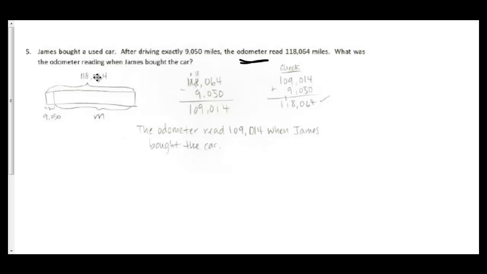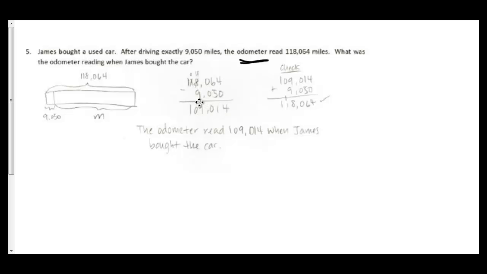It says that after driving exactly 9,050 miles, this is what it read. So what did the odometer read when he bought the car? Apparently James bought this car used, and he drove it for 9,050 miles, and then his odometer said this. So we want to know how many miles were on the car before he bought it. That's what M represents. So again, this is a subtraction problem.